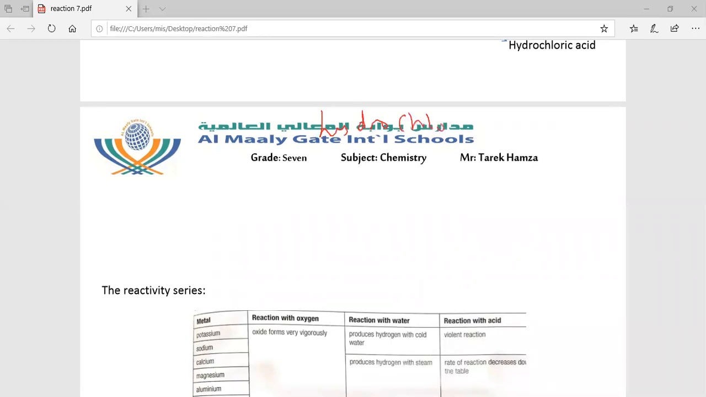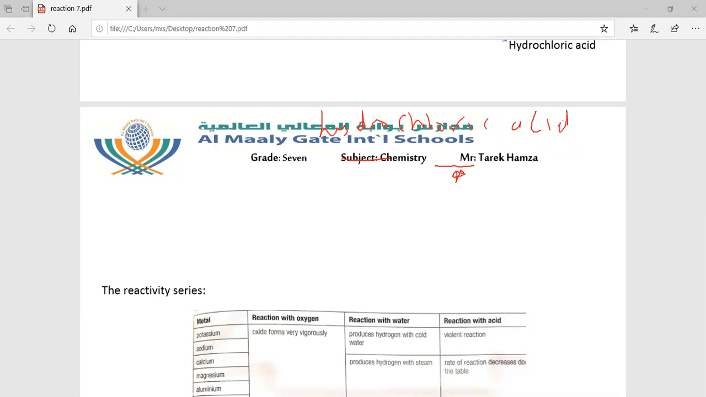Hydrochloric acid. When metal reacts with hydrochloric acid, it produces metal chloride and hydrogen gas is released. Metal plus hydrochloric acid produces metal chloride and hydrogen released.